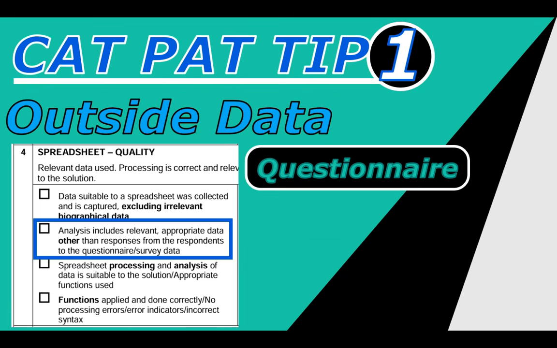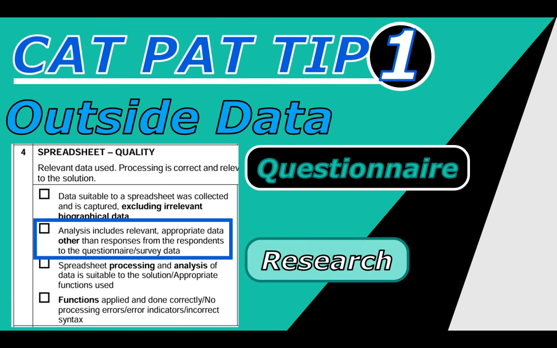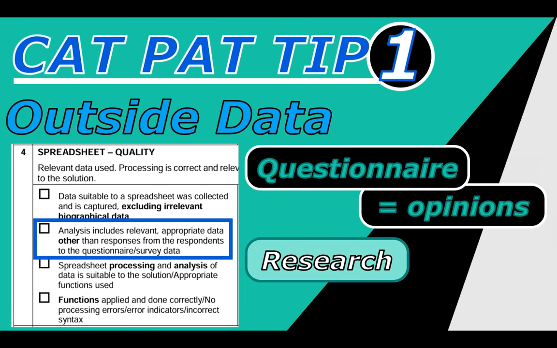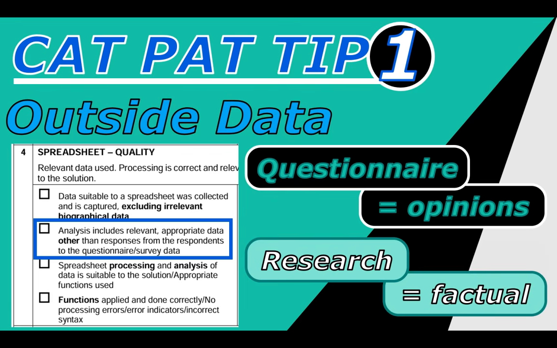So you got your questionnaire, but you need to find research information from outside sources. Your questionnaire is very much based on opinions, so your research could maybe focus on more factual information that you want to include in your spreadsheet so that you can use formulas and charts to give summaries about that research.